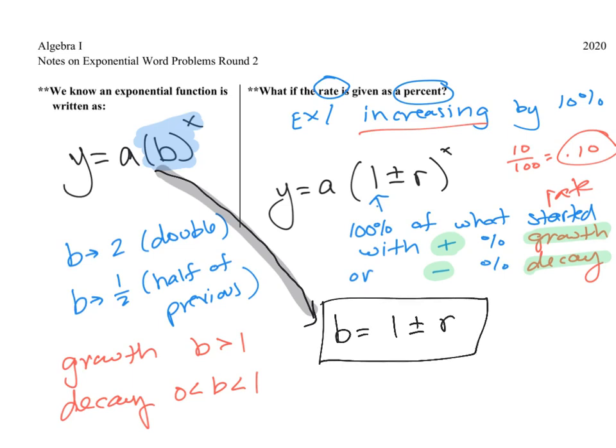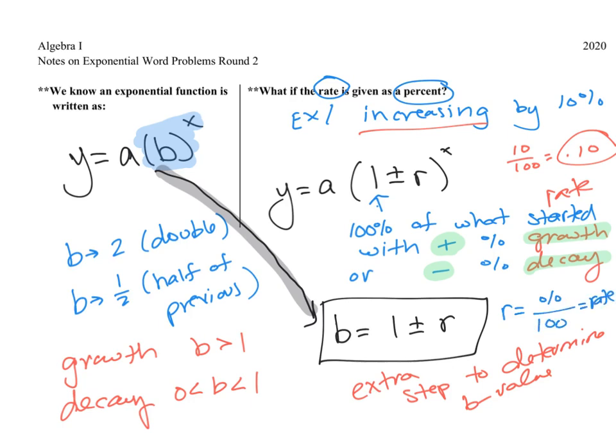So when we are given a percentage, we have this extra step to determine the B value, and we have to make a decision. If we're going to use the plus, it's because we have a growth situation. And if we're going to use the minus, it's because we have a decay situation. Okay? And again, R equals the percentage divided by 100, or the rate. Okay? All right, so let's give a couple examples a try.